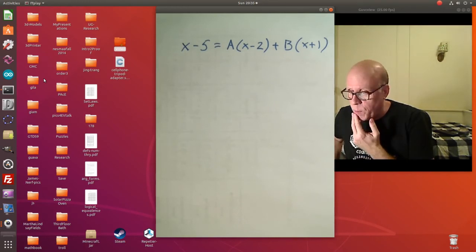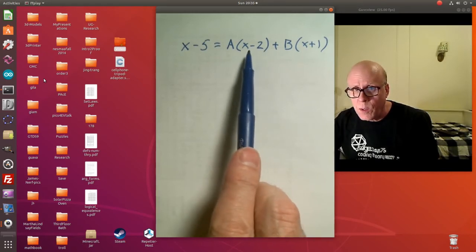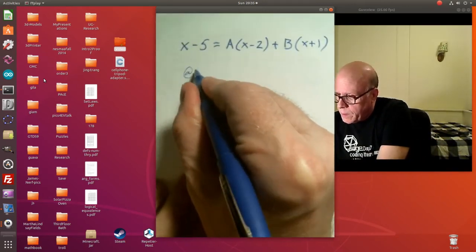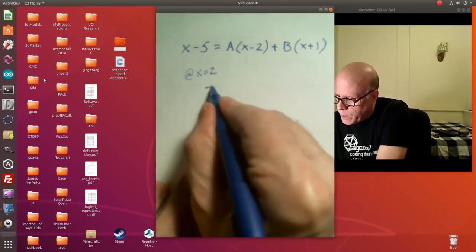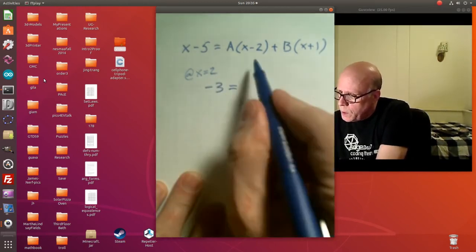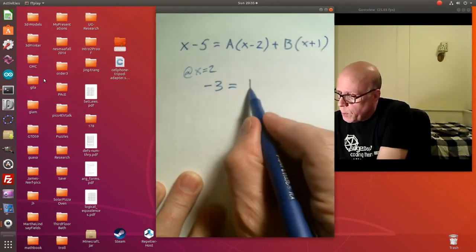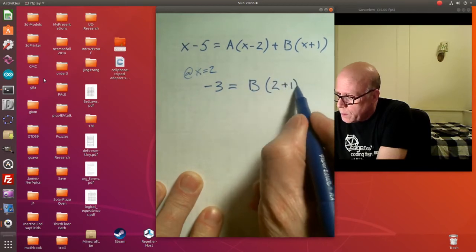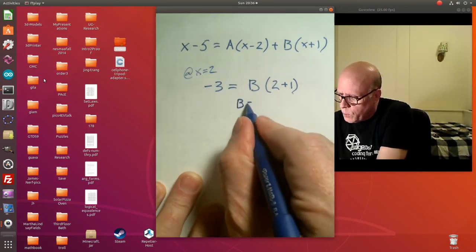Now, what do I mean by judiciously? Well, if you picked x equals 2, this term would be 0, and so there would be no A in it. So think what happens when you look at x equals 2. X minus 5, that'd be 2 minus 5, which is negative 3, equals, that whole part is gone because it's A times 0. And the other part would be B times 2 plus 1. I think we've even seen that before. B times 3 equals minus 3, so B is equal to minus 1.